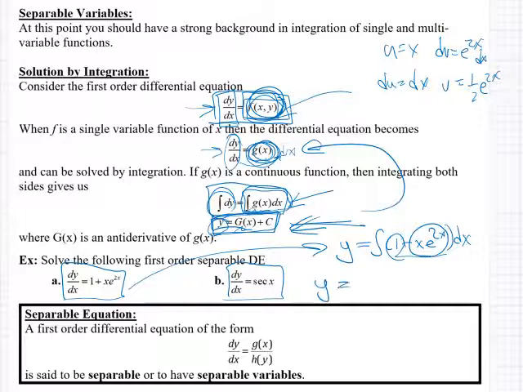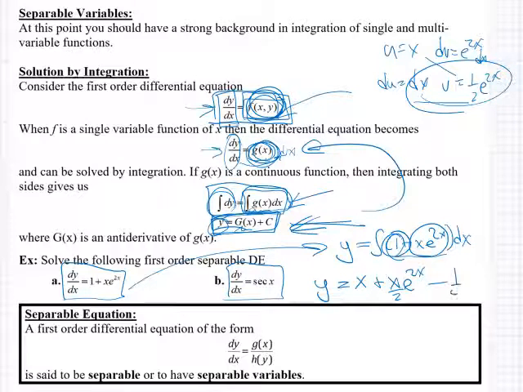So we get y equals x, that's from here. Then you have u times v minus the integral of v du, so you'd have plus x over 2 e to the 2x minus this integral, and then once you do the integral, you get minus 1/4 e to the 2x. Throw a plus c on there, and there is your solution to that differential equation.